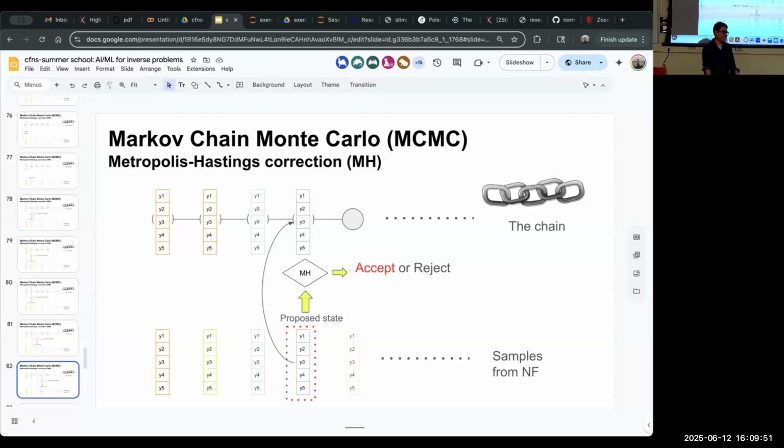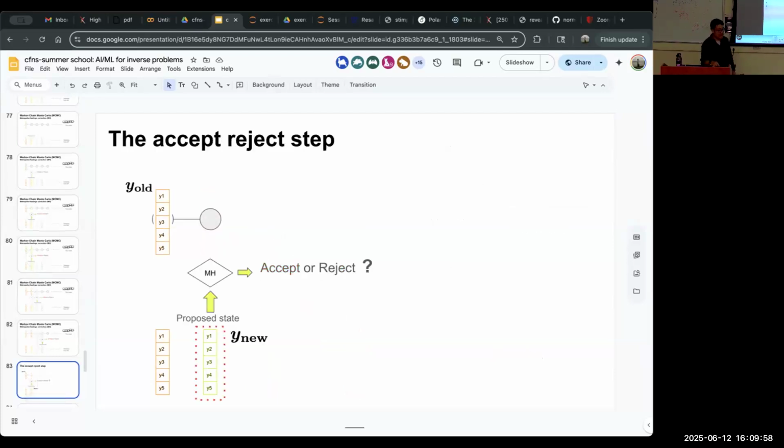Good. It is essentially the same thing. It's no different from that. So the algorithm starts by doing some labeling. Since this is the proposed state, we are going to call it y new. And this is the old state. The immediately old state is called y old.